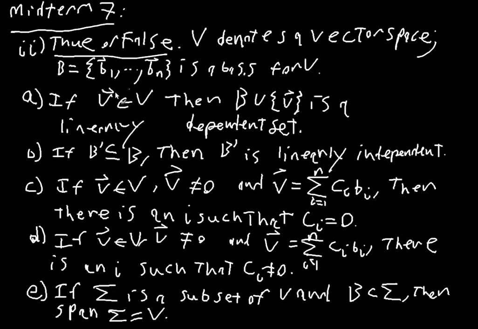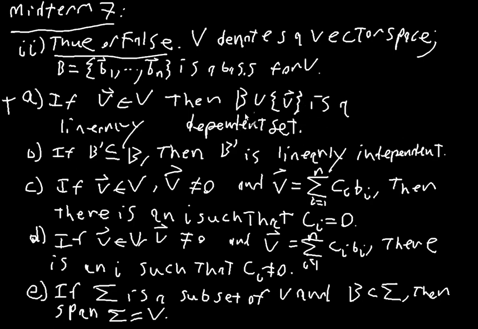Our first question says that if I take some vector and I put it inside of this set, then the result is a linearly dependent set. And we're going to say this is true. There's really only two types of vectors you might want to put in there. Stuff not in B and stuff in B. So if I put something not in B, then we know that we can write out that vector as a linear combination of vectors inside B.